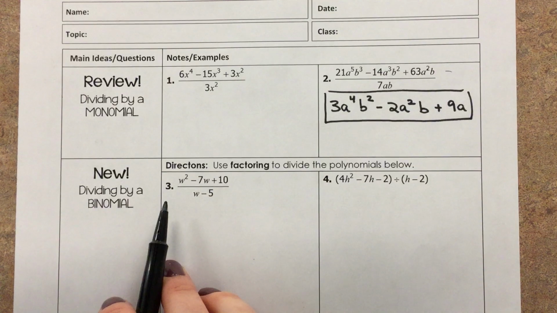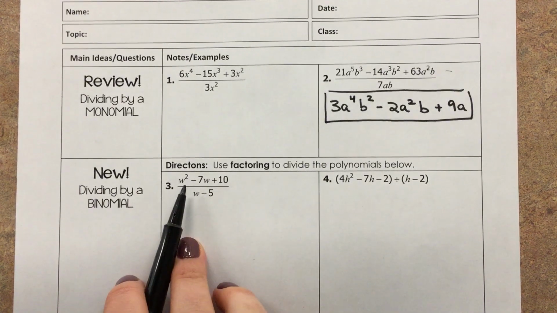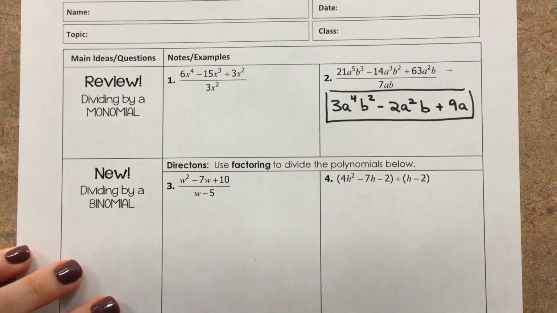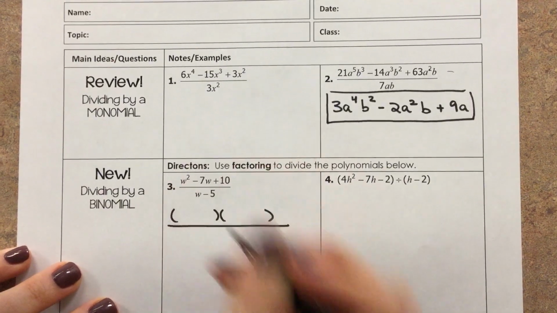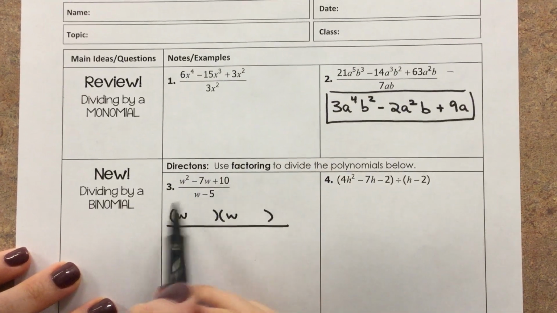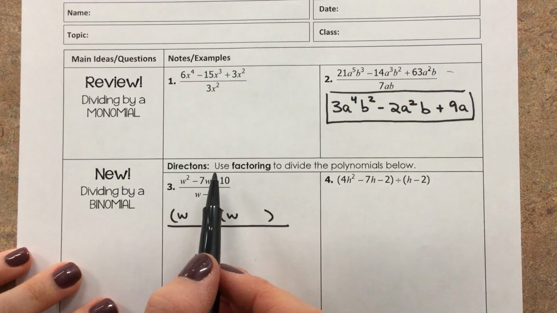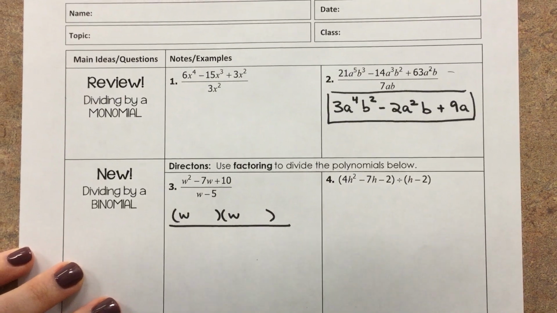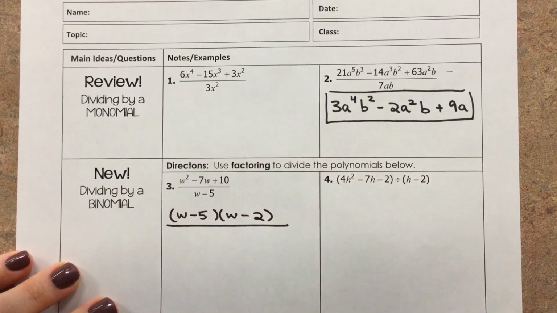So we're going to look at number 3. We can use factoring to divide. So if you look at this numerator, it's just a pretty traditional trinomial like we've been factoring during this unit. And so we can factor this out. So this is the numerator. So w squared is going to be w times w. And then remember the way this trinomial pattern works. We're looking for 2 numbers that multiply to 10 and add up to a negative 7. And that would be a negative 5 and a negative 2.